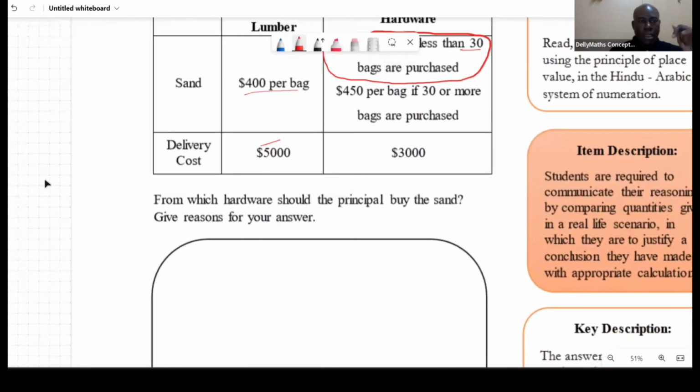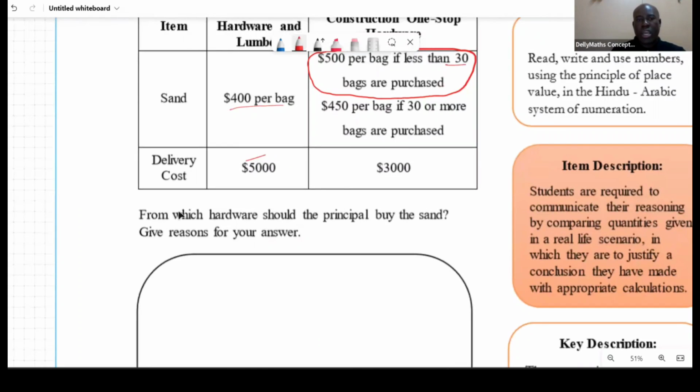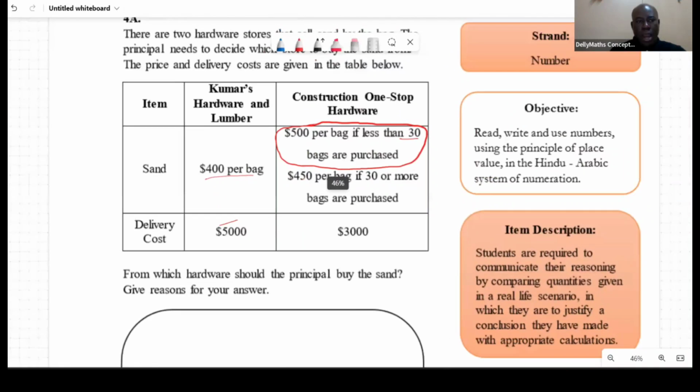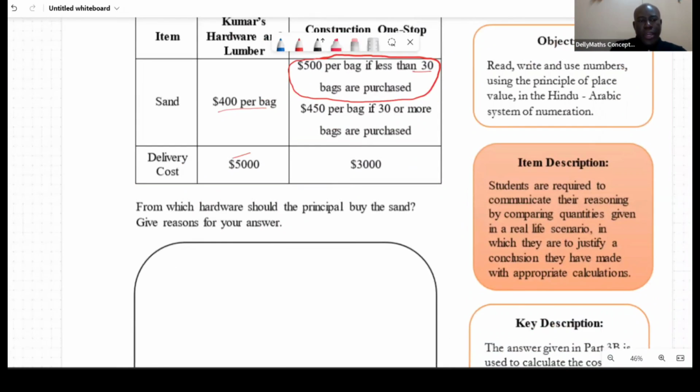One, all right. It says, from which hardware should the principal buy the sand? Well, in order to choose that, you're going to have to make sure that you work out everything first. Let us say that we're working with which hardware first? We're going with Kumar's, right? So if I'm going with Kumar's.